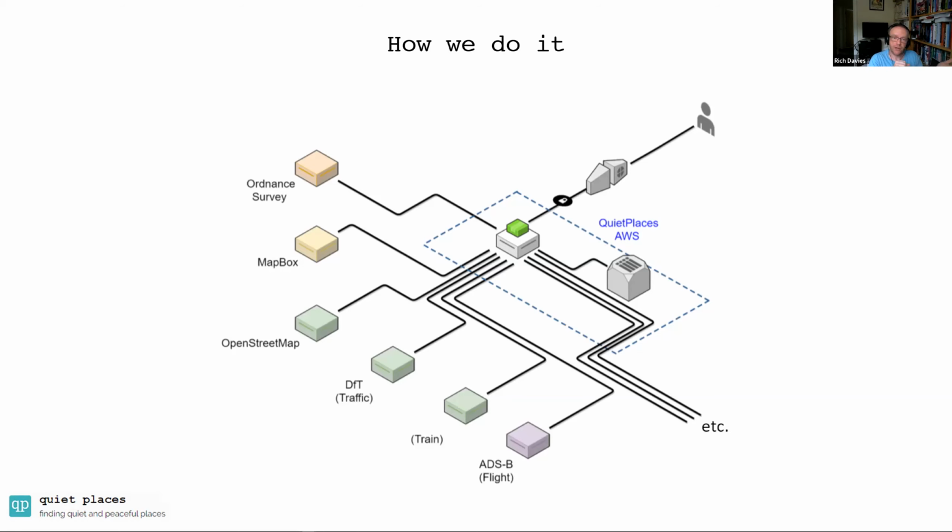Then we also suck in traffic data from the Department of Transport's repository, and we can bring in rail and air, so ADS-B air traffic data as well, and integrate this all into our single model. Then we use some open source noise modeling software to predict the levels and distribution of noise from these sources at a location of interest.